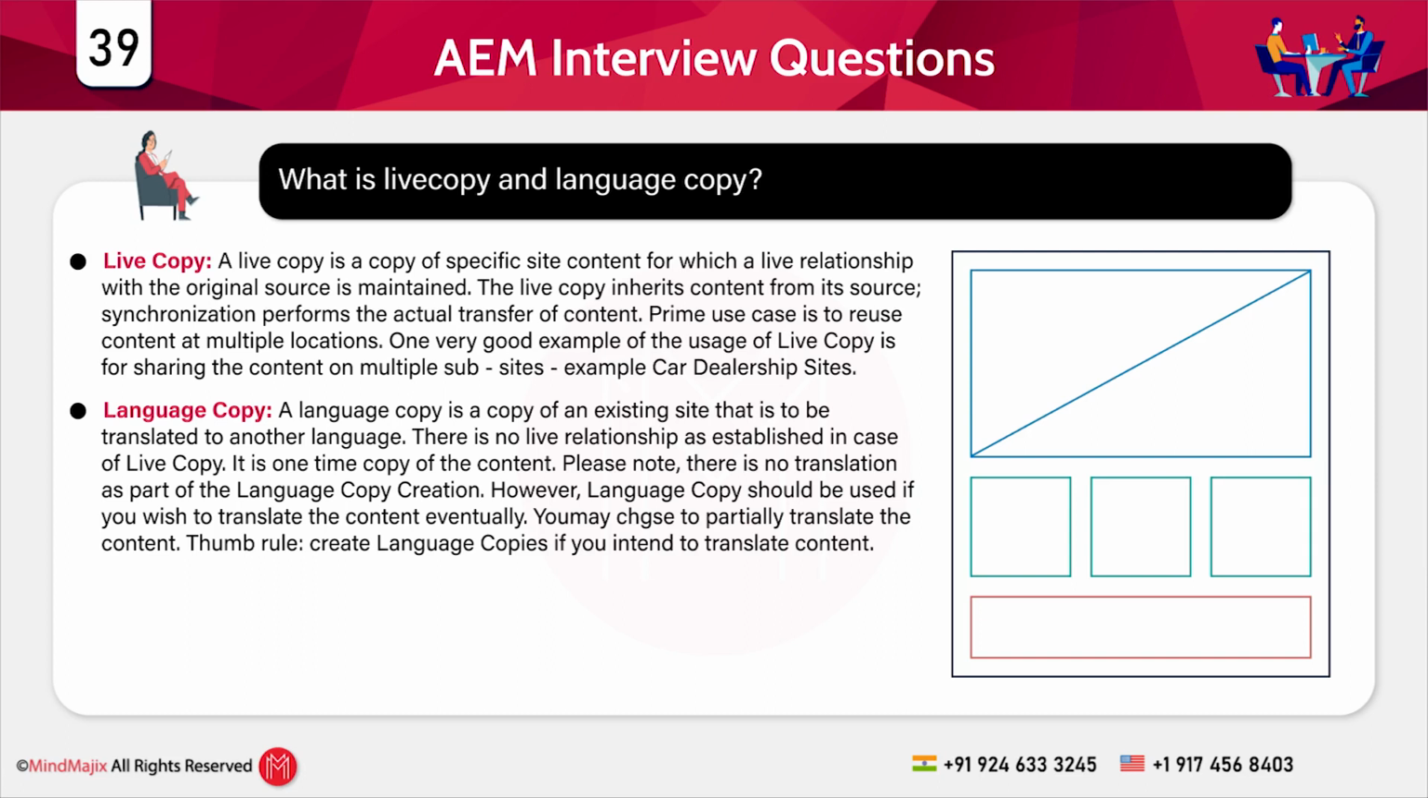A live copy is a copy of specific site content for which a live relationship with the original source is maintained. A live copy inherits content from the source. Synchronization performs the actual transfer of content. So the prime use case is to reuse content tied to multiplication. An example of usage of live copy is sharing the content on multiple subsites. A language copy is a copy of an existing site that is to be translated to another language. So there is no live relationship established as in the case of live copy. It is a one-time copy of the content.